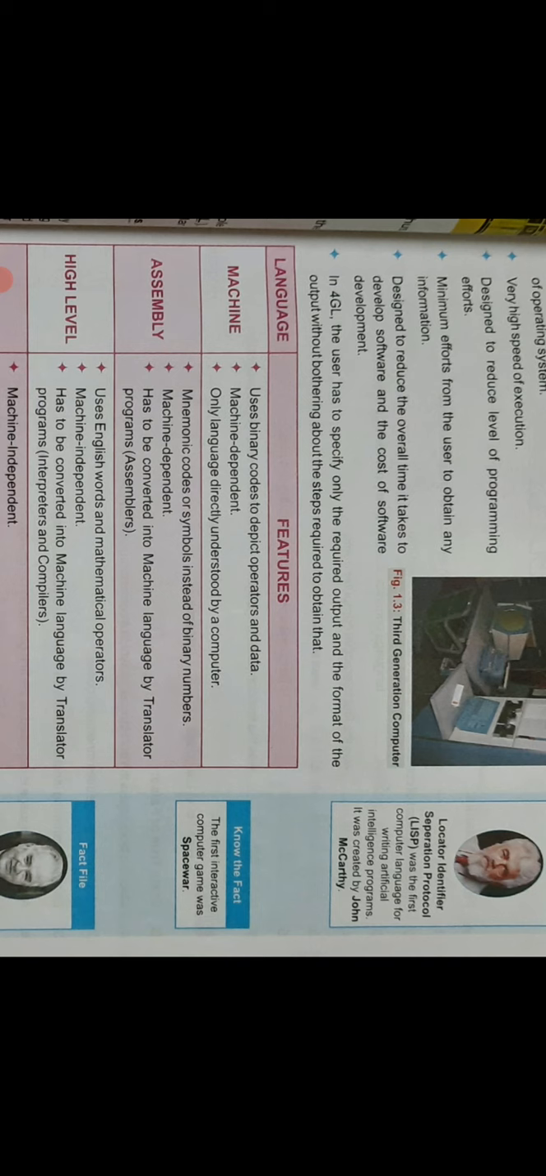Okay. Next question. Number 3. What are the features of high level languages? The features of high level languages are: number 1, uses English words and mathematical operators. Number 2, it is machine independent. Number 3, requires a translator program like compiler or interpreter to be converted to machine level language.